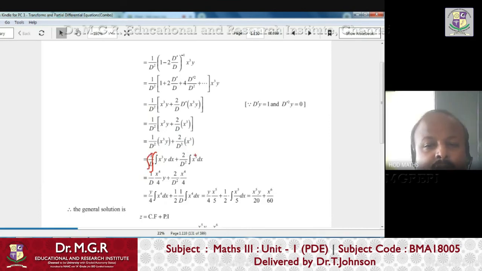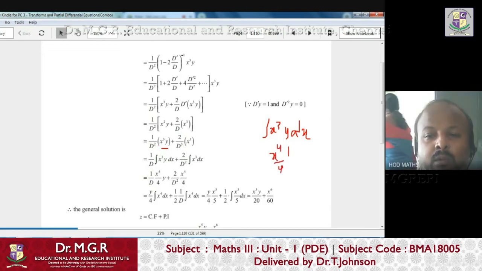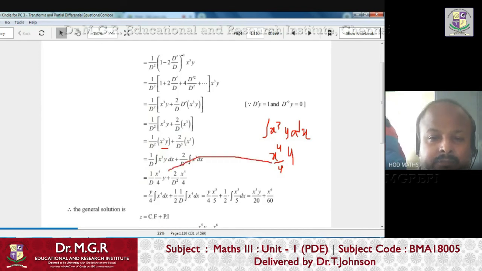1 by D cube means integrate 3 times. So what will happen? Just listen. If you integrate x cube y one time with respect to x, that is very, very important, because 1 by D means it is dx. If it is D dash, it means y, but it is 1 by D, so you have to integrate with respect to x. So if you integrate this one time, x cube becomes x power 4 by 4, and y as it is. That only they have written here.